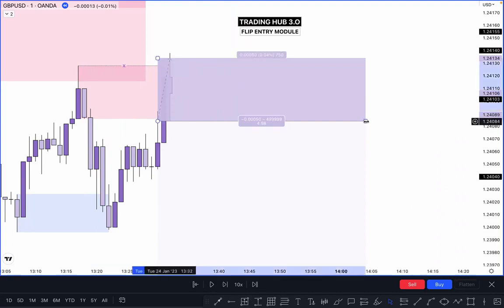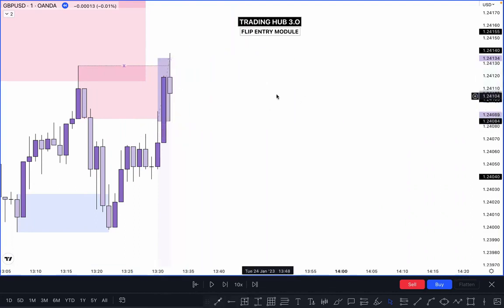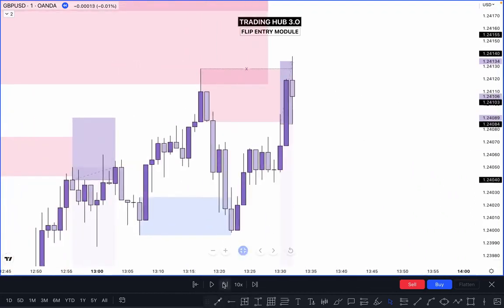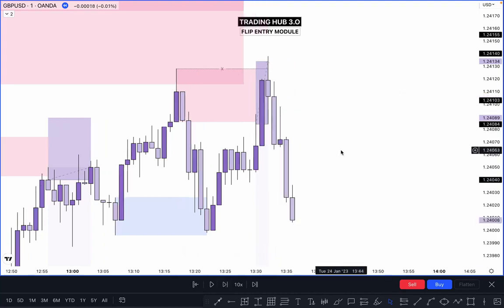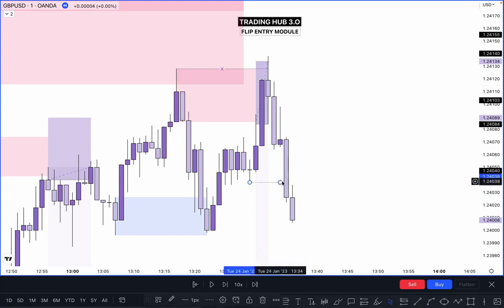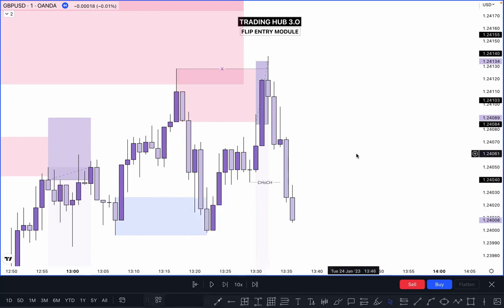And this one is not a valid entry model here as per our entry plan, correct? So let's see what happened next. Okay, so finally the market breaks this low, which one is here. Okay, so this one is our valid pullback and this one is our valid change of character, right? So where is our entry in this case? Where is our unmitigated order block?